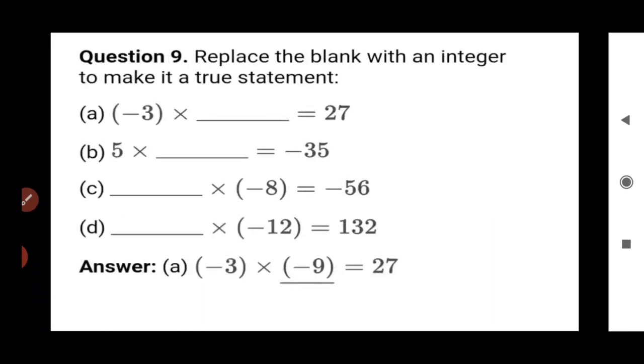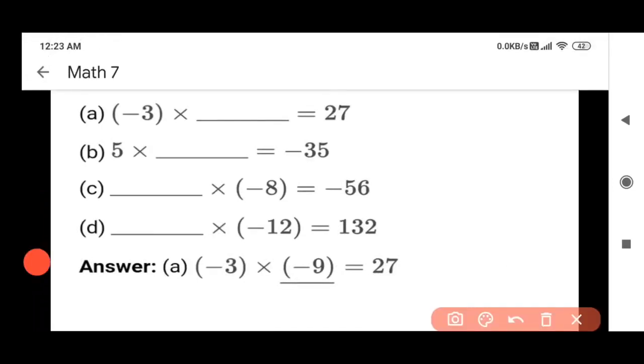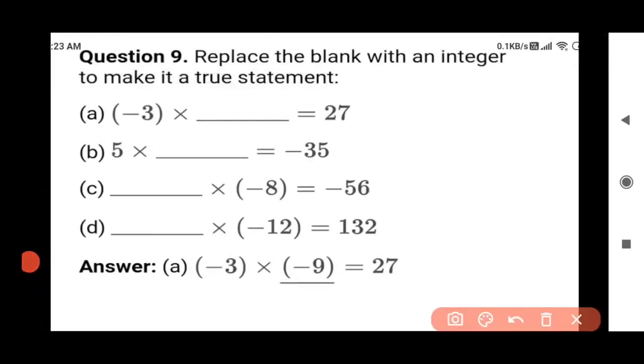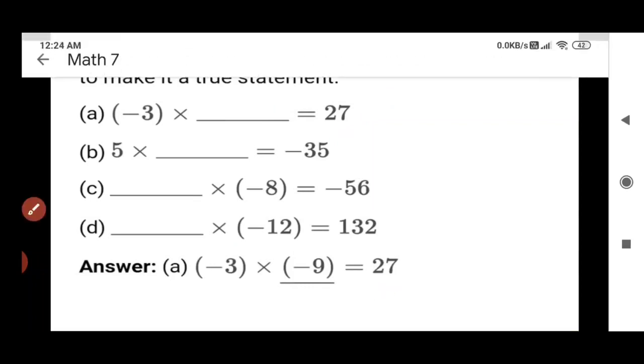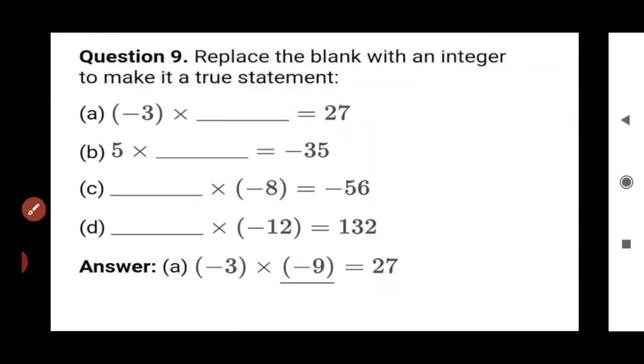Question number 9. Replace the blank with an integer to make the statement true. Minus 3 into blank equals 27. Which number do you multiply to get 27? Minus 3 into minus 9 equals 27. The remaining 3 sums are our homework.